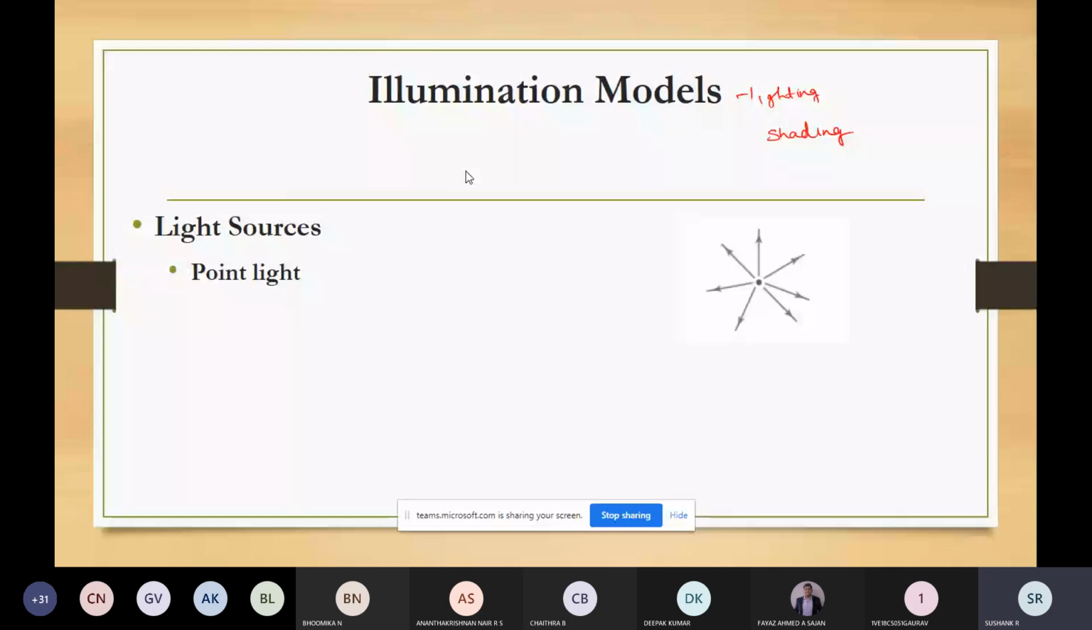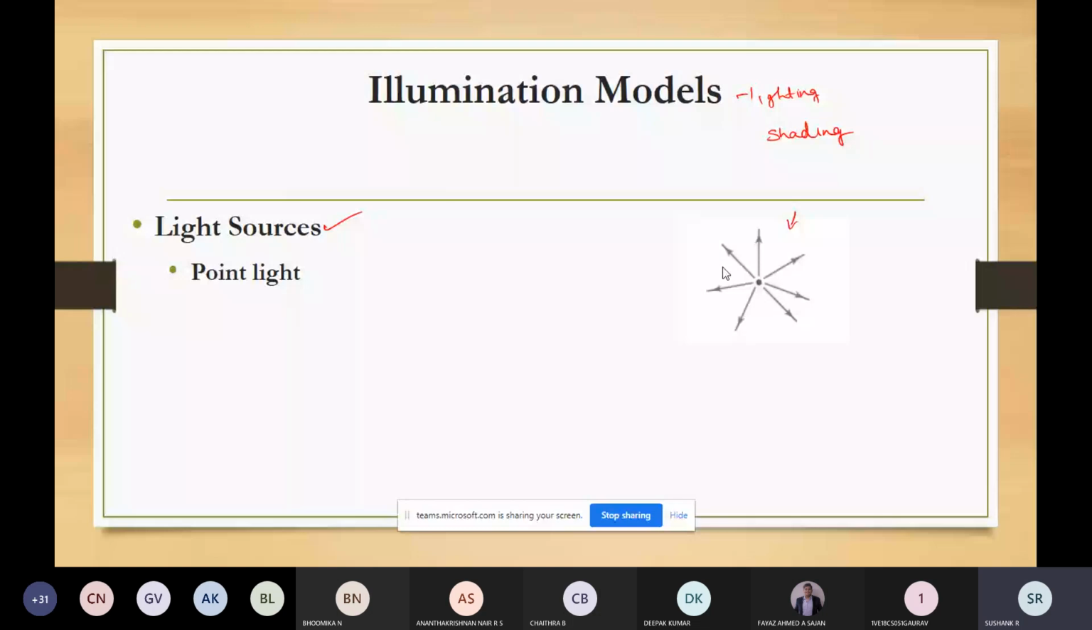So what is this point light then? So under light sources, we know what light sources are. Now we are going to talk about point light. This is an example of point light. See, there is one small dot, and from that, the light is coming in all directions. So this is an example of a light source where the rays are coming from that point in all directions.